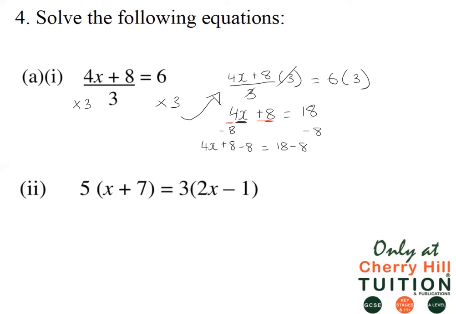On the left-hand side, the 8's cancel out, leaving us with 4x is equal to 18 minus 8, which is 10. And the last thing that's stopping the x from being on its own is this multiplied by 4.